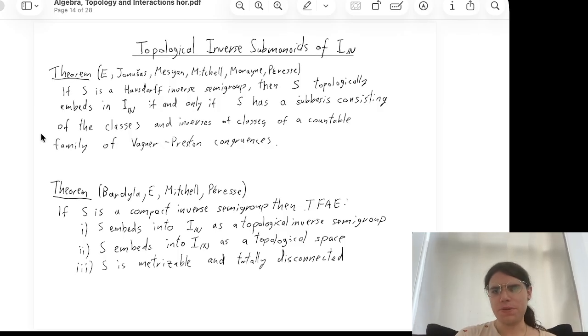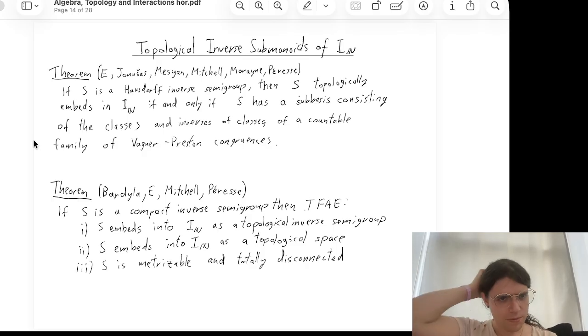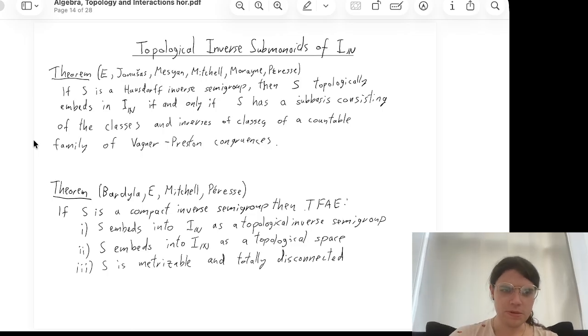Okay, and then to embeddability of things. Before there was a thing about right congruences. We do have a result for the symmetric inverse monoid using congruences. It's much more technical though. So the theorem says that if I have a Hausdorff inverse semigroup, it topologically embeds in IN if and only if it has a subbasis consisting of the classes and inverses of the classes of a countable family of Wagner-Preston congruences. And this is not as satisfying because it has hidden in the theorem this notion of Wagner-Preston congruences, which we made up for the purposes of the theorem. But it's not totally unreasonable, and it's in the same sort of spirit as the previous result.